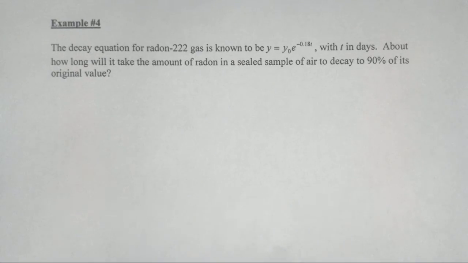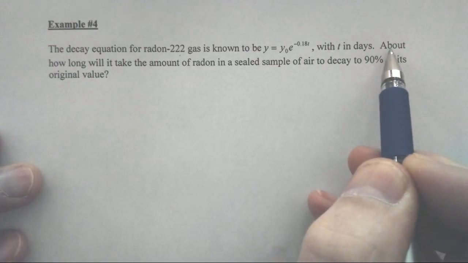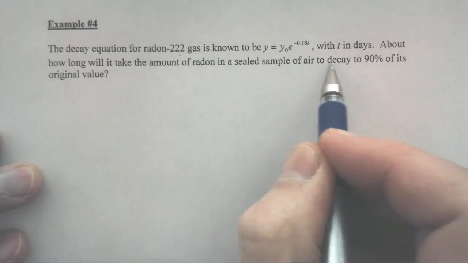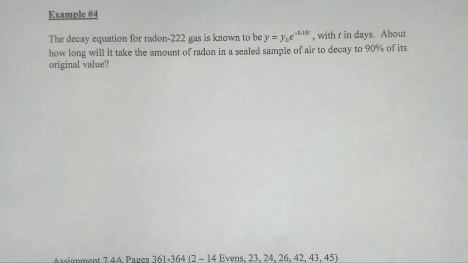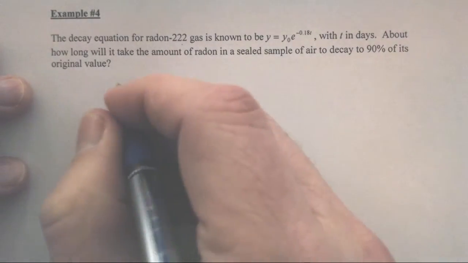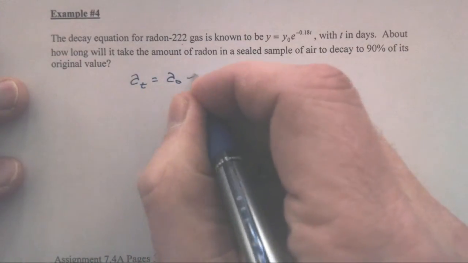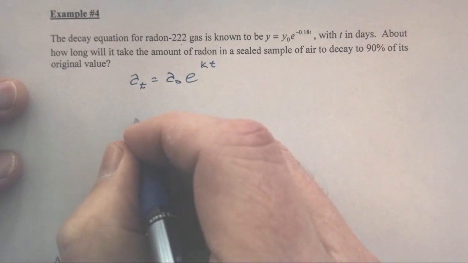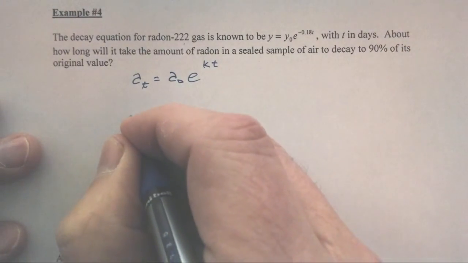Okay, the decay equation for radon 222 is known to be this with t in days. About how long will it take the amount of radon in a sealed sample of air to decay to 90% of its original value? So they're not telling me how many grams or whatever it is we have. We just want 90% of. So a sneaky way to do that is just to say, if I'm using amount at time t equals initial amount e to the kt, amount at time t, we could just say that's 0.9, or we could say this is 90 and this is 100. I'm going to say this is 0.9.